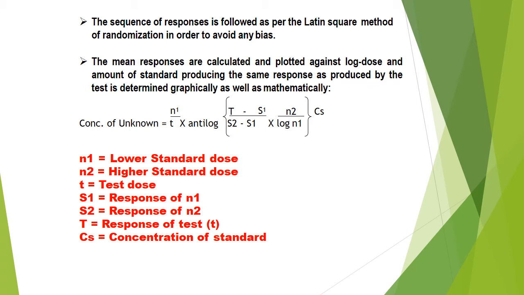So here you can see concentration of unknown is equal to antilog of n1 plus [(t minus s1) divided by (s2 minus s1)] into log (n2 by n1), whole bracket into cs. Here n1 is the lower standard dose, n2 is the higher standard dose, t is the test dose, s1 is the response of n1, s2 is the response of n2, t is the response of the test, and cs is the concentration of the standard. So this is the formula through which you can calculate the concentration of the unknown.